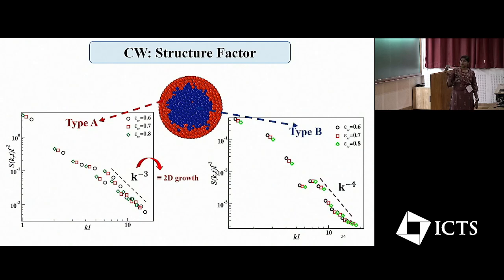Whereas when we correspond to type B, we get a Porod law behavior of k to the power minus 4, corresponding to 3D growth, which is like a bulk system. Type B is growing inside, along the axis of the cylinder, like a bulk system.